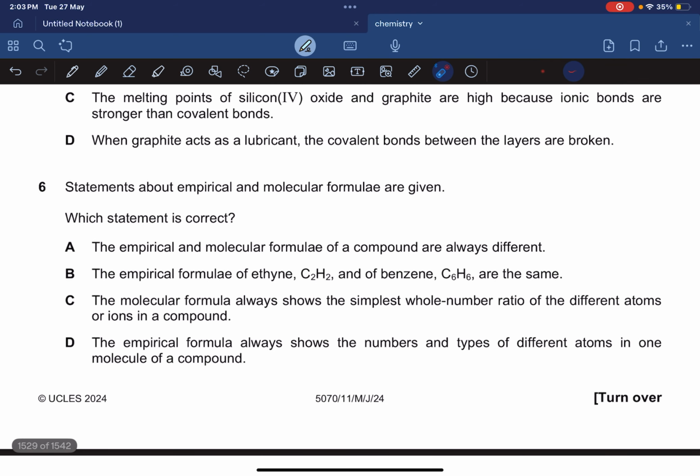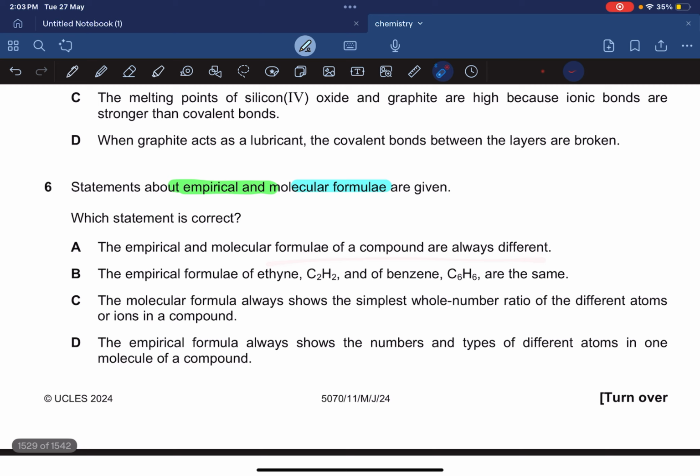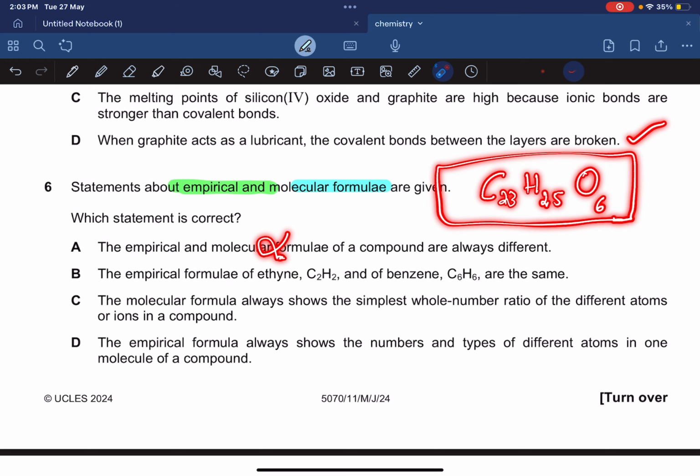Question 6 says statements about empirical and molecular formula are given. What's the empirical formula? Empirical formula is the simplest whole number ratio, and molecular formula is the total number of atoms that are present. So which statements are correct? The empirical and molecular formula of a compound are always different. They can be the same. For example, I give you C23H25O6. What do you guys think? What's the empirical formula of this compound? It's going to be the same as the molecular formula.